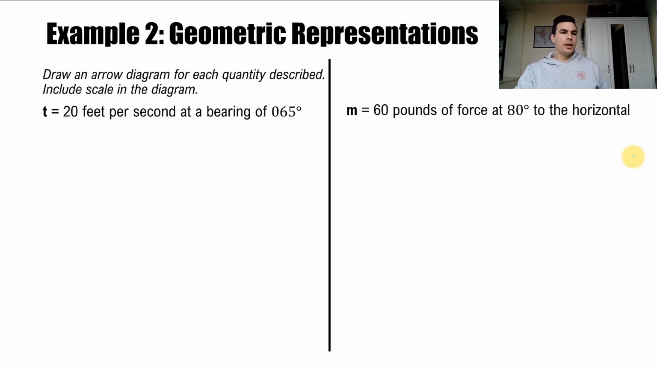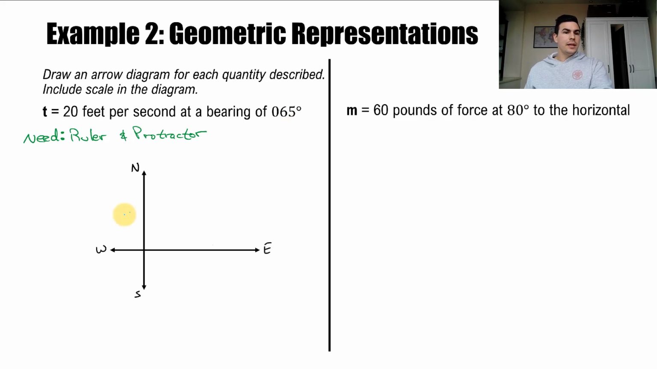Okay, let's work on drawing our arrow diagrams, all right, for the vectors that are described here, okay? So vector t is equal to 20 feet per second at a bearing of 065 degrees, all right? And I'll explain that, it's not a typo, that 065 here. We're going to explain what that is in a bit. Okay, what we're going to need here, though, is a ruler and a protractor, all right? So you will need that for our vectors unit.